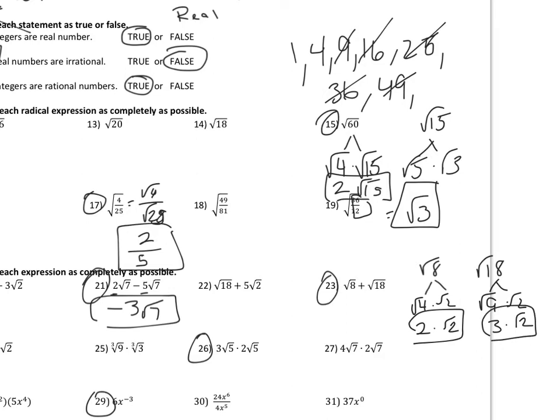So I'm going to rewrite the square root of 8 as 2 root 2, plus I'm going to rewrite the square root of 18 in the simplified form, 3 root 2. Well, now look, they're both root 2s, so all I'm going to do is treat it just like question number 21 and add the coefficients. So if I have 2 root 2s plus 3 root 2s, I now have 5 root 2s.